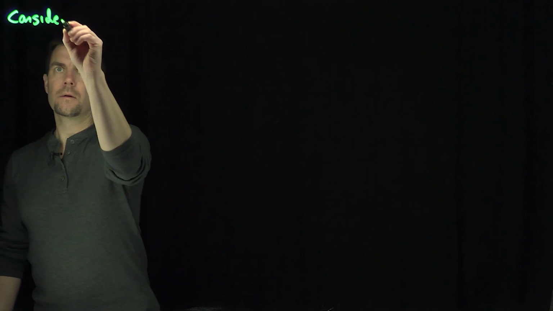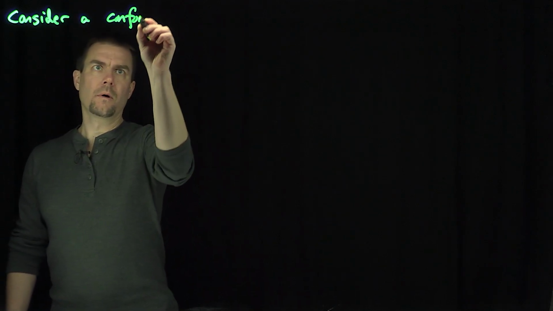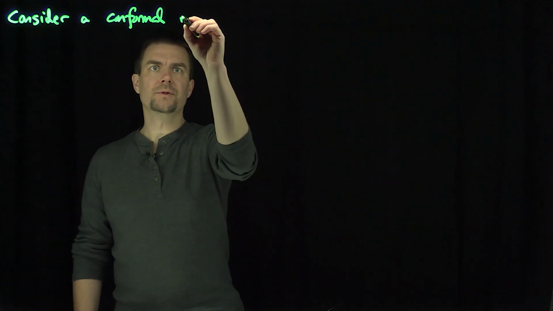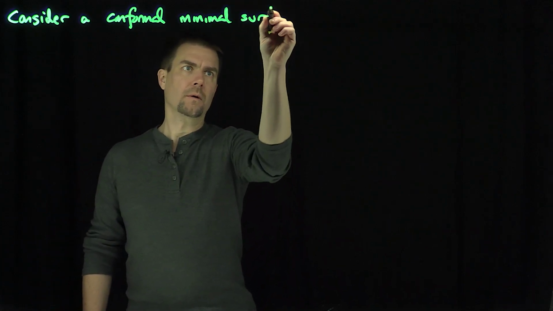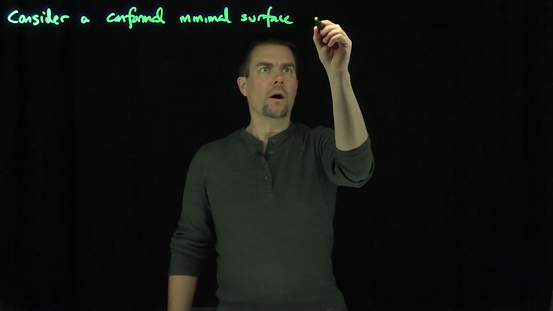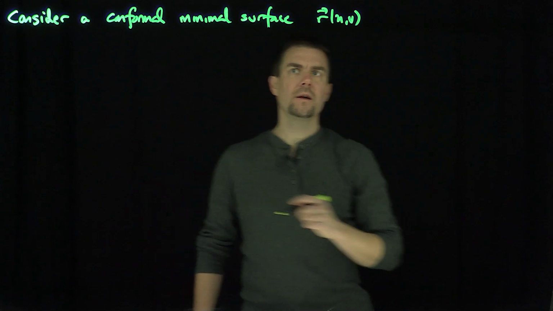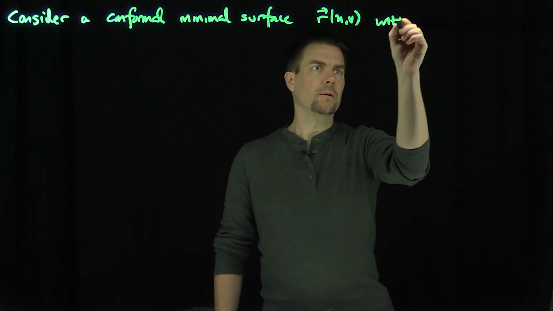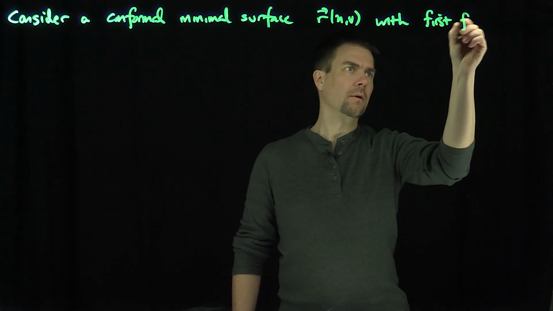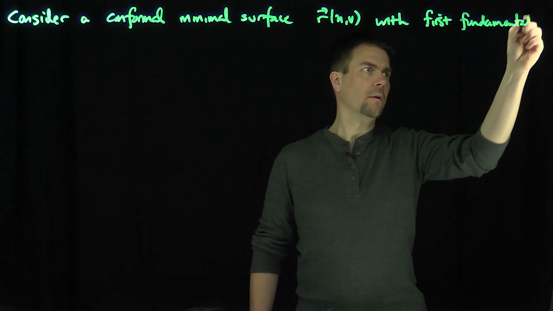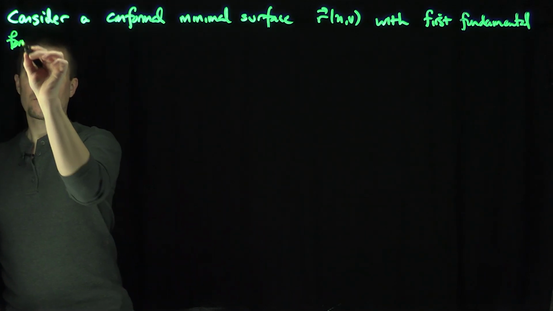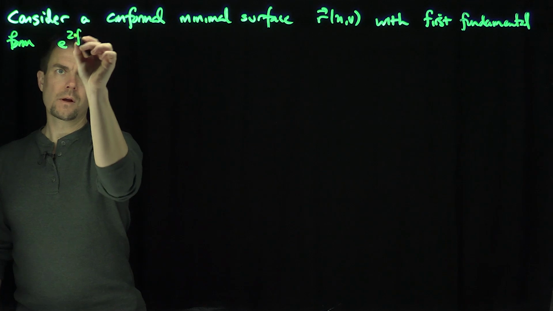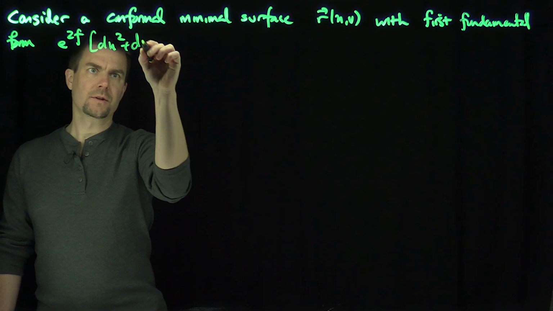Hello students, in this video we'll understand the connection between conformal minimal surfaces and analytic functions or holomorphic functions. Let's consider a conformal, we've also called these isothermal, minimal surface r of u and v, like this, with first fundamental form e to the 2f (du squared plus dv squared).